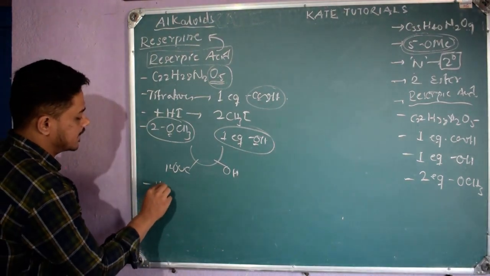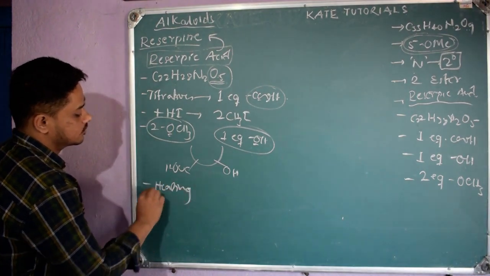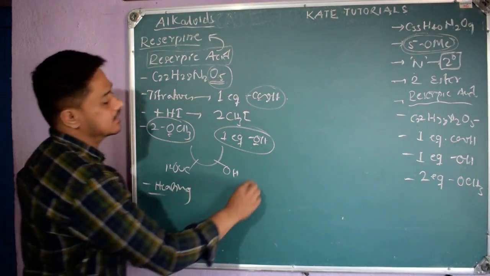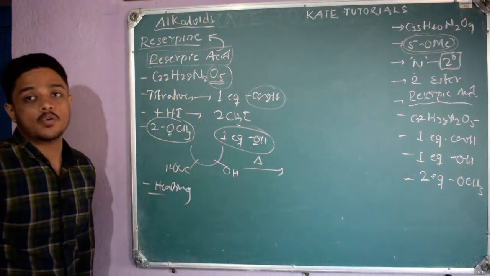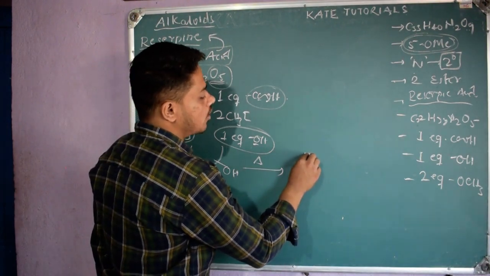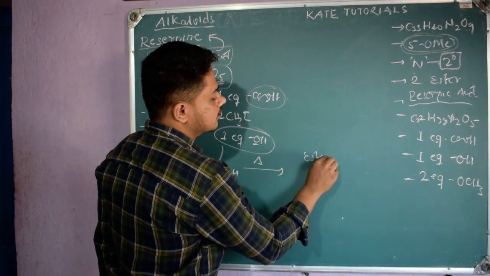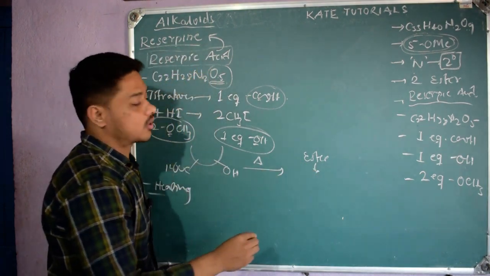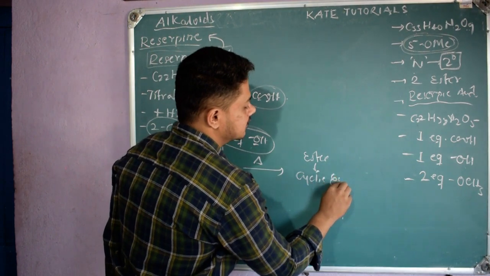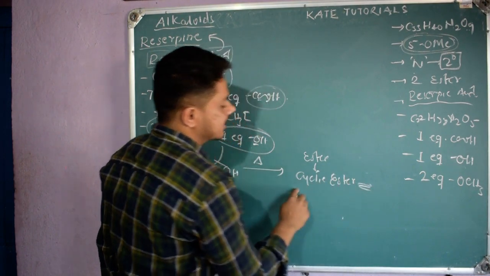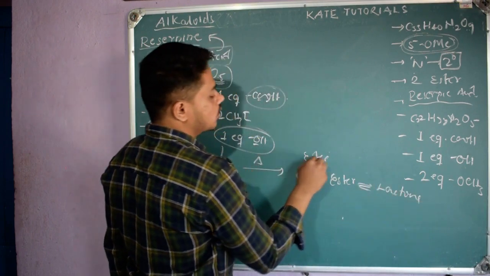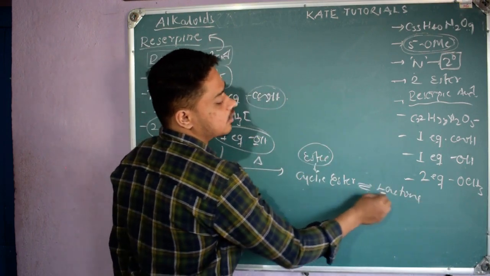Next they did a heating reaction. They took this Reserpic acid and heated it. When they heated it, they found the formation of an ester, but we don't call it an ester because that ester was cyclic. Cyclic esters are called lactones, not simply esters.